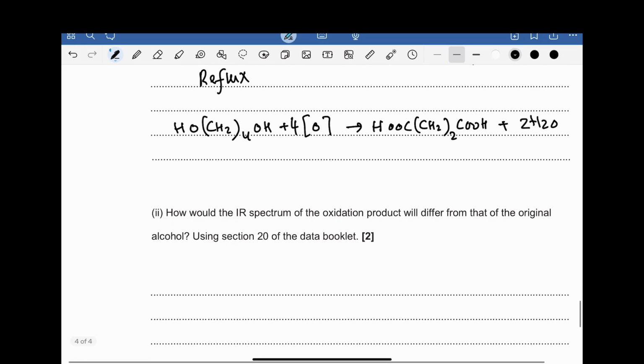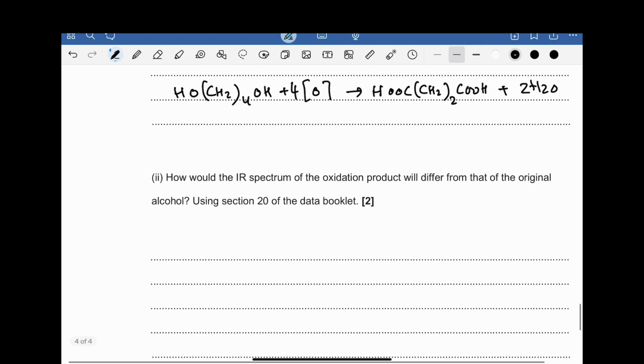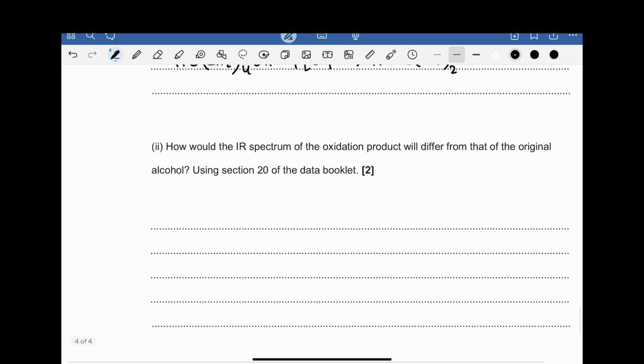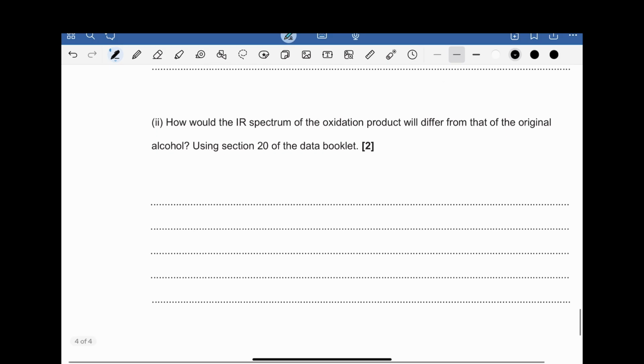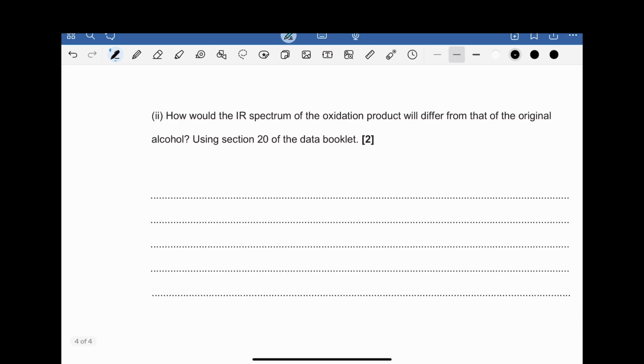How would the IR spectrum of the oxidation products differ from that of the original alcohols? Use section 20 of the IB data booklet. So if we look in the IB data booklet, in alcohol, which is a diol, there will be an OH peak around 3200 to 3600 per centimeter. It will be strong and broad.